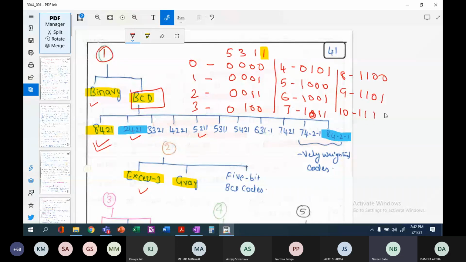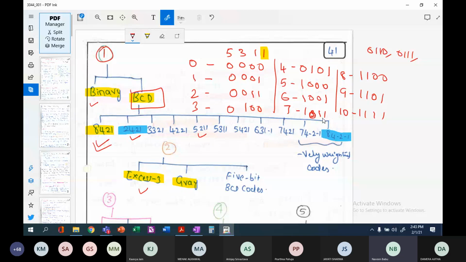Okay, now what are the invalid bits here? I am just writing the invalid bits. Do we have 1001, 0101? 1110 is not there. So 0110 is an invalid code in 5311. 0111 is an invalid code in 5311. And then 1010, 1011, 1110, 0011, 0110.